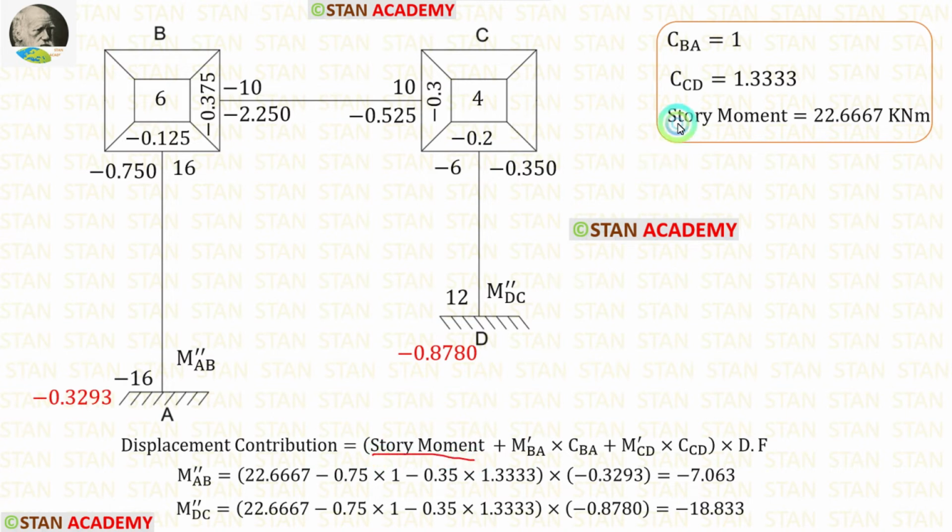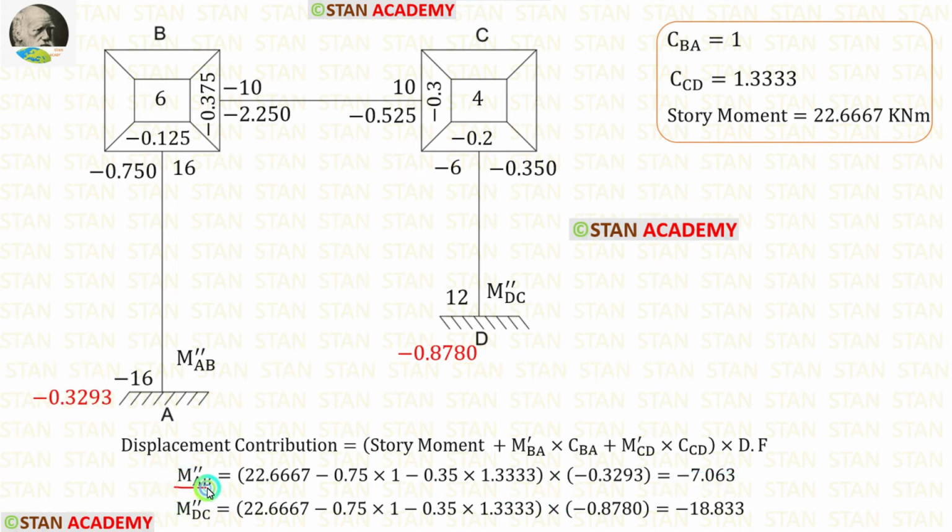The story moment we have calculated initially. Let us apply that. M dash BA is minus 0.75, CBA is 1, M dash CD is minus 0.35, CCD is 1.3333. The displacement factor for the column AB is minus 0.3293. After the calculation, we are getting M double dash AB.